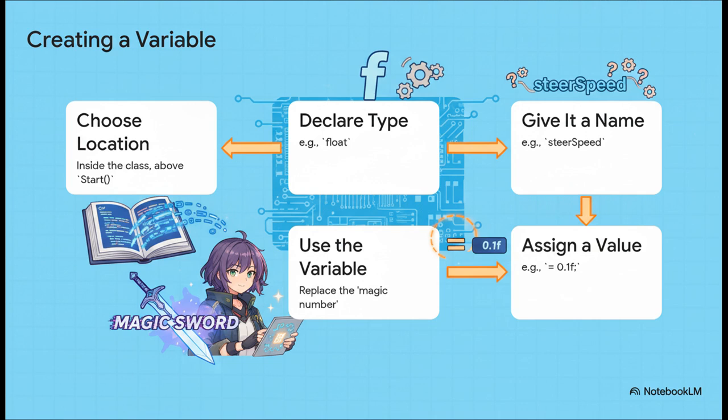Then we'll declare its type, which for us will be a float, and give it a good, clear name. After that, we'll assign it a starting value, the same one our magic number had. And finally, the most important part, we'll actually use the variable, swapping out that raw number for our variable's name. This is the step that gives us all the power.